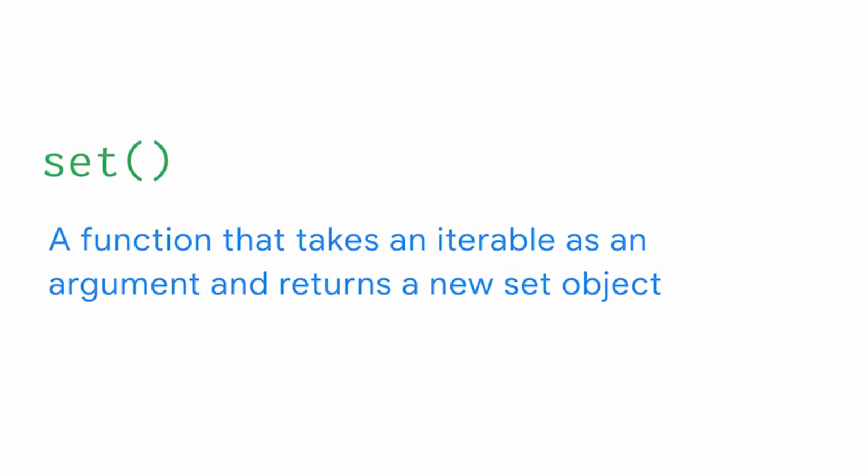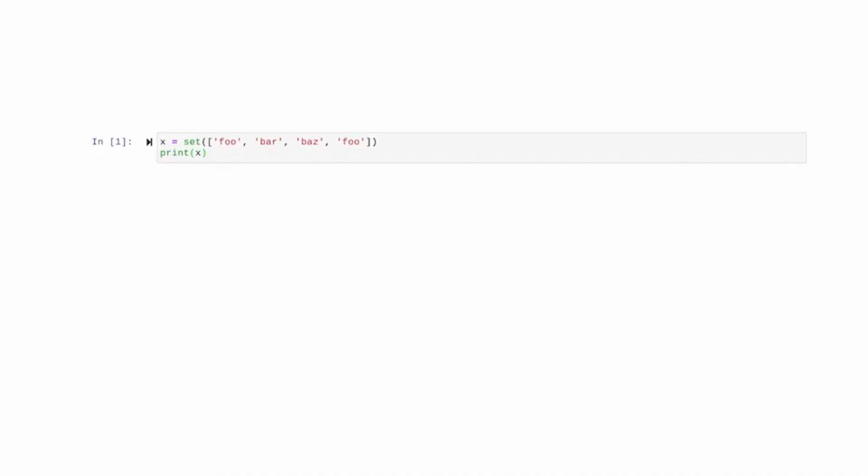There are 2 ways to create a set. The first way is with the set function. The set function takes an iterable as an argument and returns a new set object. Let's examine the behavior of sets by passing lists, tuples, and strings through the set function. To turn the list containing foo, bar, baz, and foo into a set, pass a list through the set function. And notice the list loses the second foo. As I've mentioned, each element must be unique in sets.